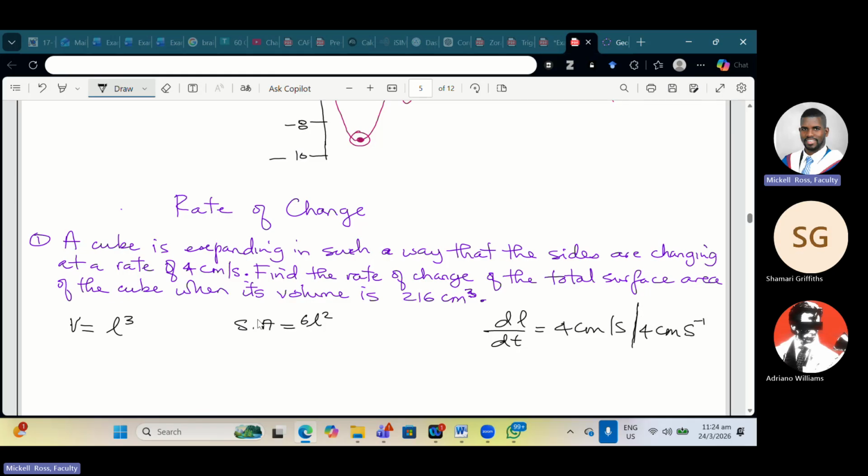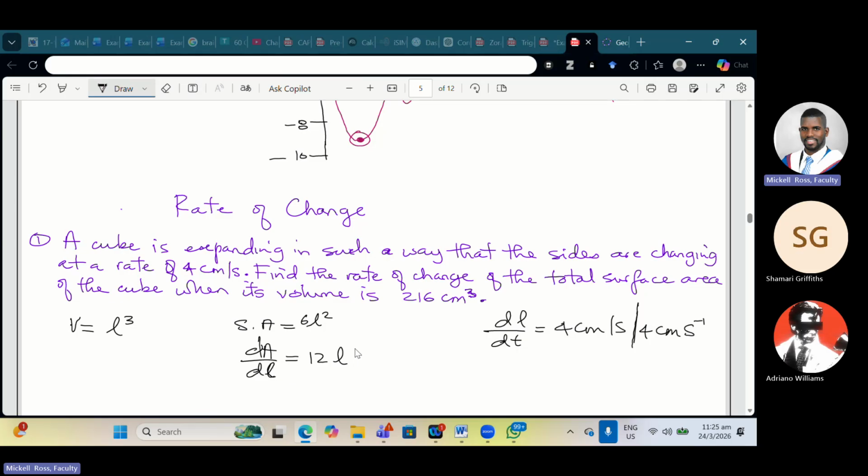All right. So this is how fast the length is changing, which is the same thing as the length of the sides. It's changing at a rate. So it says that we are to find the rate of change of the total surface area of the cube when its volume is 216. So what we need to do is to find the change in the area. So the change in the area with respect to the length is going to be equal to 12L. So this is how the area is changing with respect to the length.